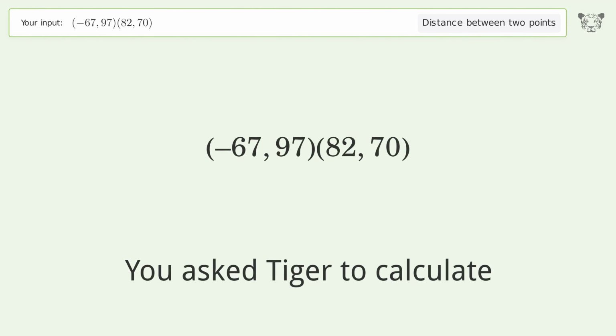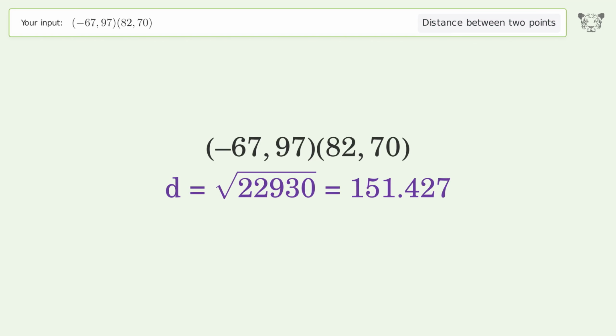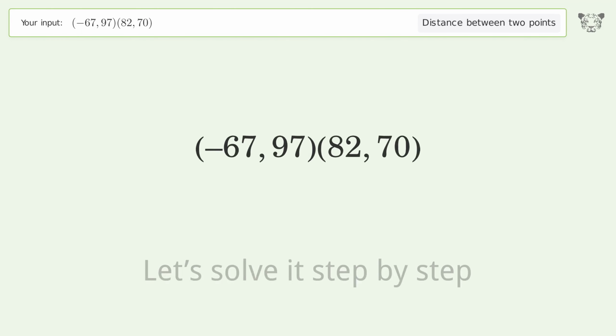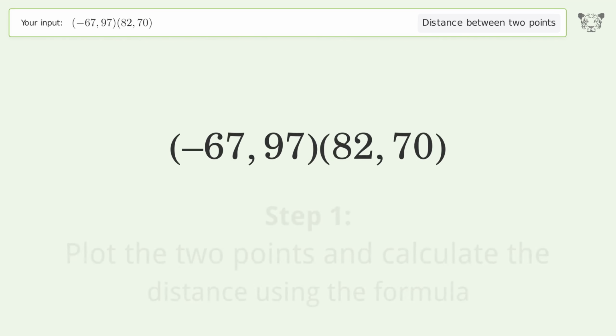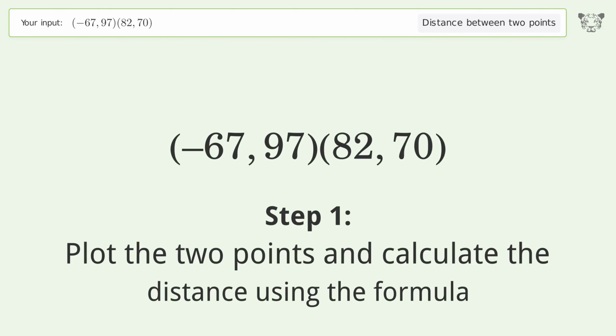You ask Tiger to calculate. This deals with the distance between 2 points. The distance between the 2 points is the square root of 22,930, or 151.427. Let's solve it step by step. Plot the 2 points and calculate the distance using the formula.